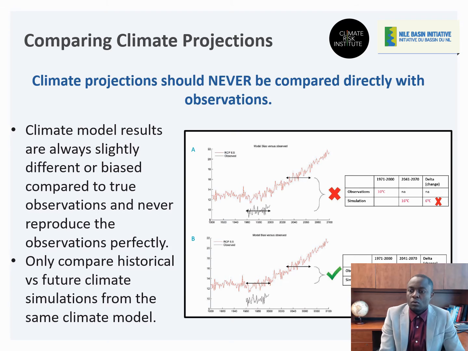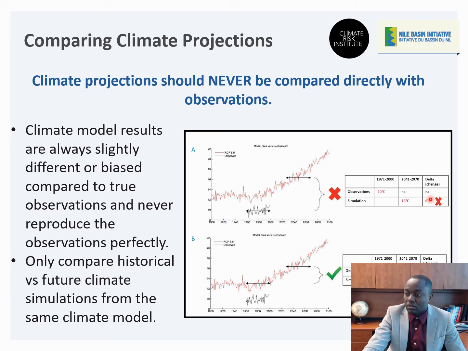When trying to derive application-ready data sets and generate climate change signals, it is important that climate projections should never be compared directly with observations. Always remember that climate models are slightly different or biased compared to true observations and never reproduce the observations perfectly. So, for example, if we are to derive a climate change signal for a project site for which we are to do an infrastructure assessment, you do not come to say in the 2080s, get a climate time series for climate projections, take that time series and compare it with observations. Never do that. You will get a very high temperature change of about 6 degrees Celsius. That is wrong. That is very wrong.